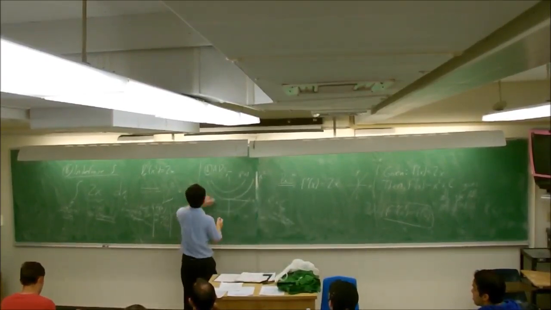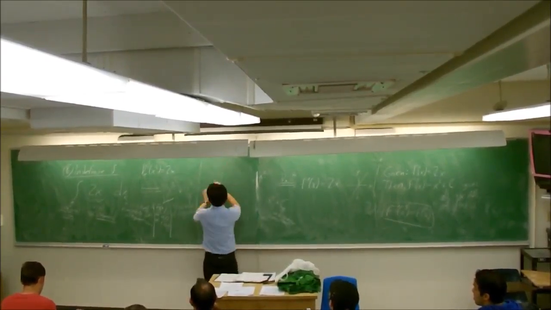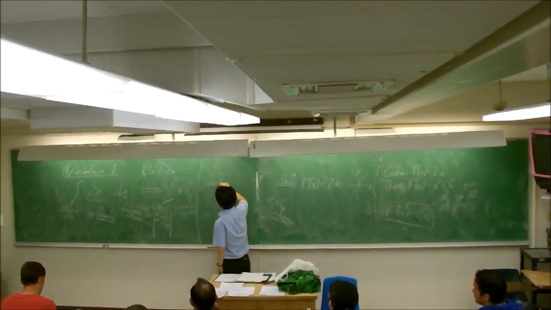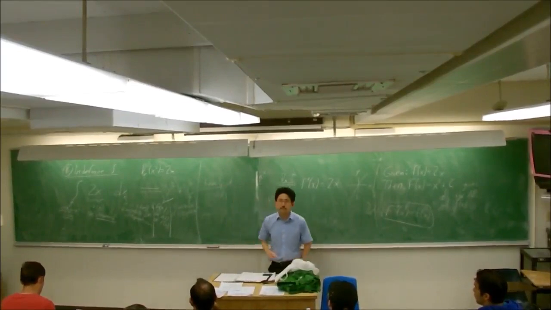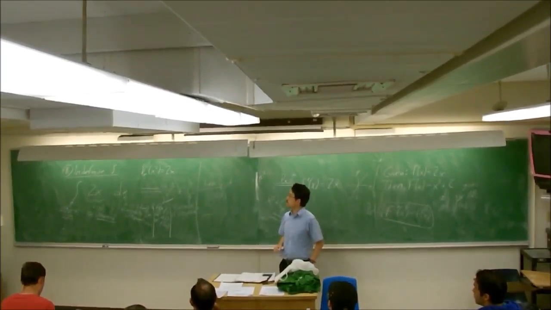So I mean, would we be wrong if we put big F of x equals x squared plus c? There's a family of antiderivatives. Sorry, what was that? Would we be wrong if we put big F of x equals x squared plus c? Would that be wrong?